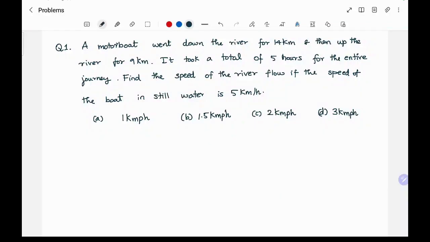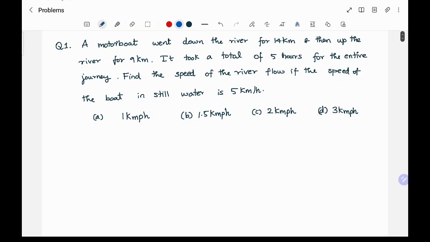Let us solve some problems on distance, speed, and work. Okay. So, first question. A motorboat went down the river for 14 km and then up the river for 9 km. It took a total of 5 hours for the entire journey. Find the speed of the river flow if the speed of the boat in still water is 5 km per hour.